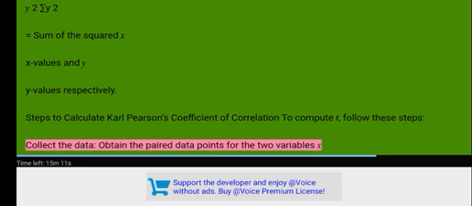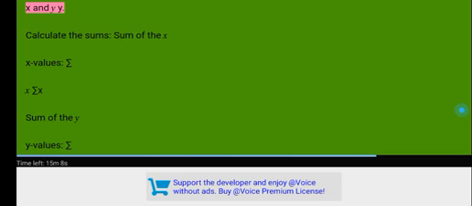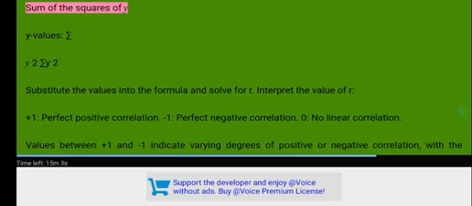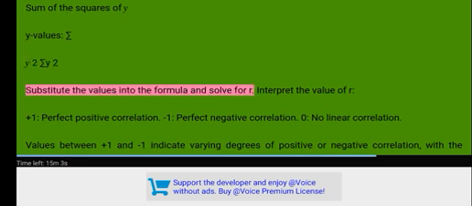To compute r, follow these steps. Collect the data. Obtain the paired data points for the two variables x and y. Calculate the sums. Sum of the x values, Σx. Sum of the y values, Σy. Sum of the products of x and y, Σxy. Sum of the squares of x values, Σx². Sum of the squares of y values, Σy². Substitute the values into the formula and solve for r.